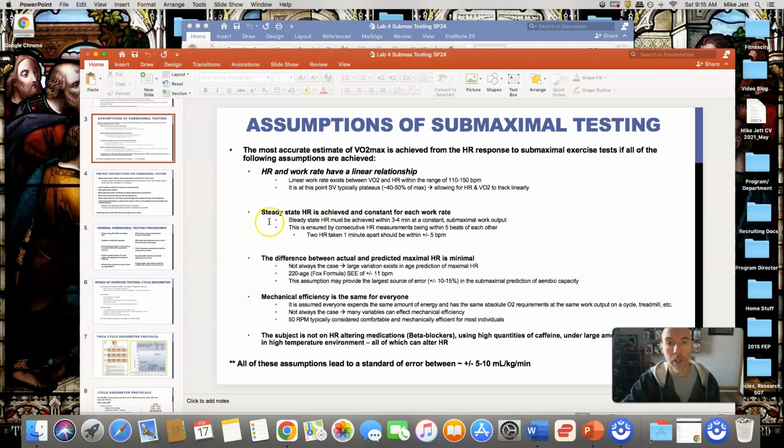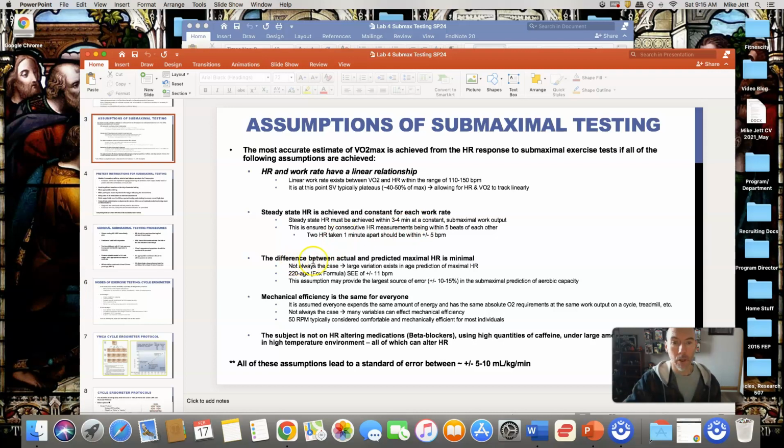Number 2, we assume a steady state is achieved at each work rate. Now that may be true, but we only actually measure it in one protocol. That is the YMCA Submax protocol. That is why we like to do that one in the lab, because that is the only one where you only advance to the next stage if there is a steady state achieved. If not, you do an extra minute in the stage.